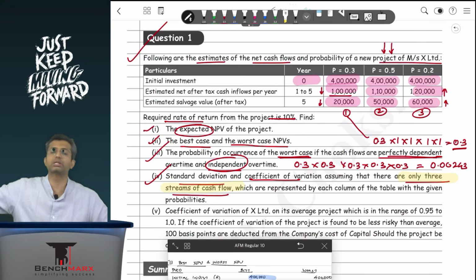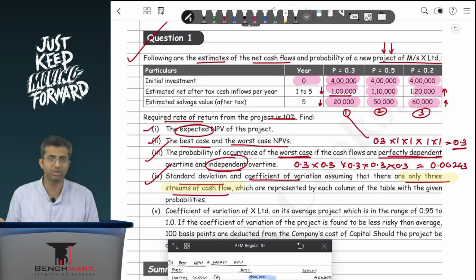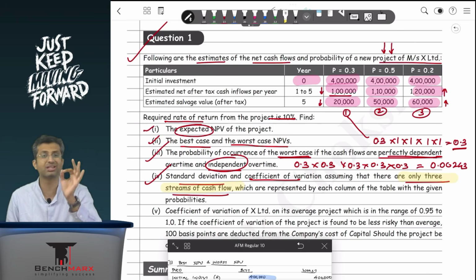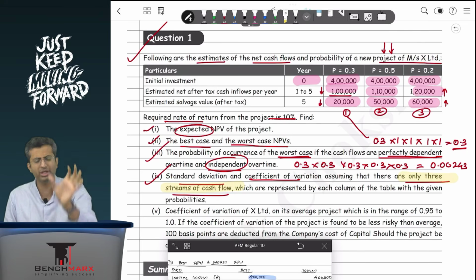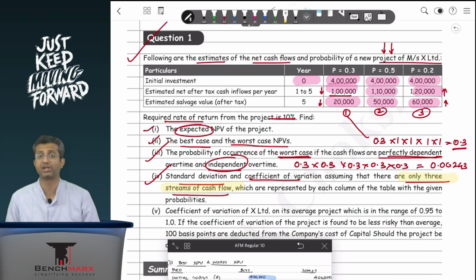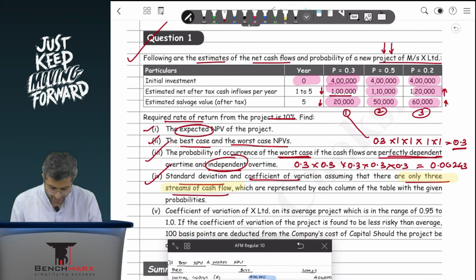There can be countless such possibilities in case of an independent cash flow, but in case of a dependent cash flow, there will be only 3 streams, which is represented as above. Hence this line in the question, that considering only 3 streams of cash flows, shows that this question is a dependent cash flow question, which is represented by each column of the table with the given probabilities.